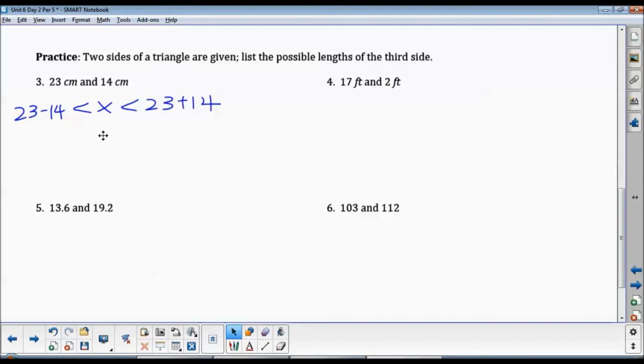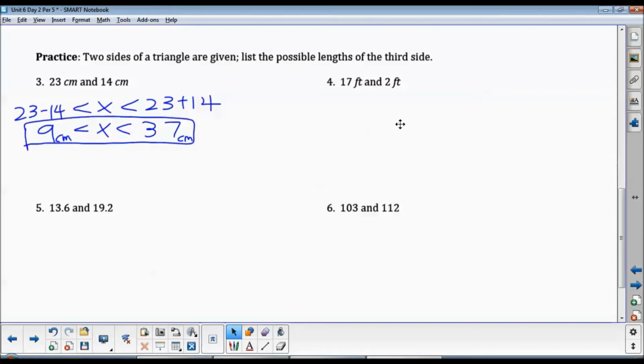Once you have that, you can simplify. So 23 minus 14, we can figure out what that is, and 23 plus 14, we can figure out what that is. So that is going to be 9 centimeters, and on this side, that is going to be 37 centimeters. And that is our final answer.